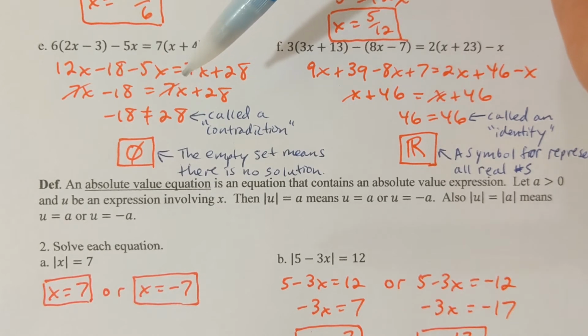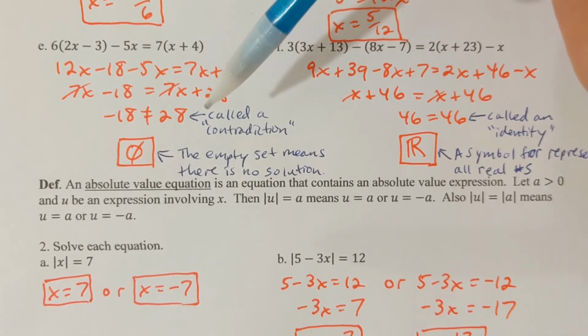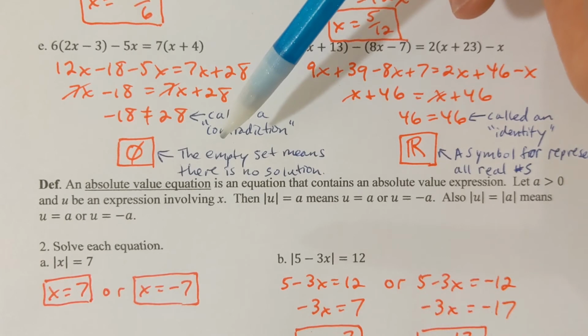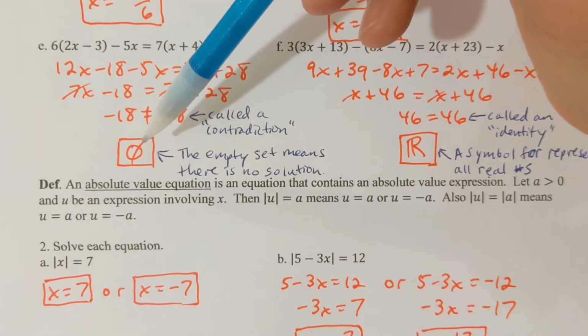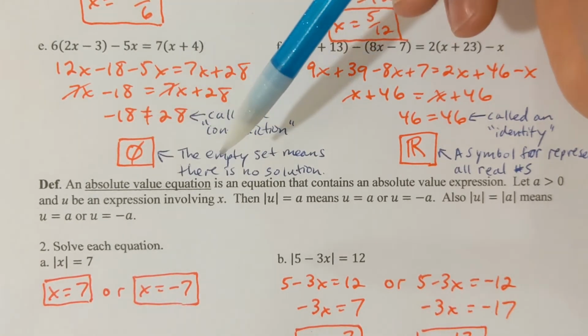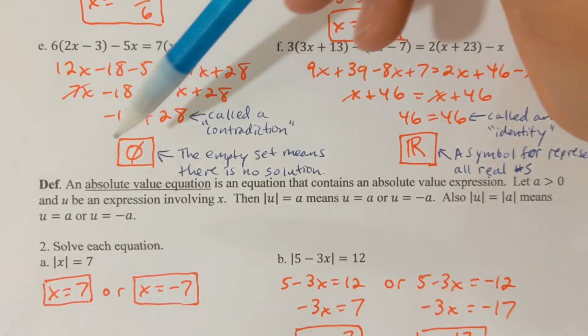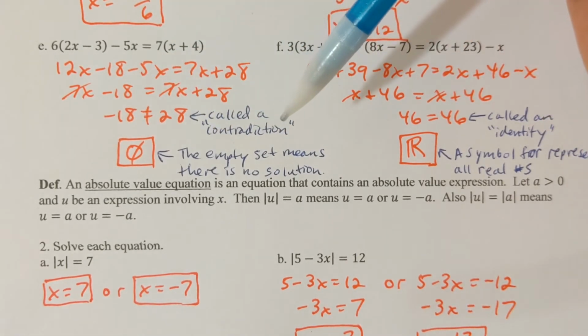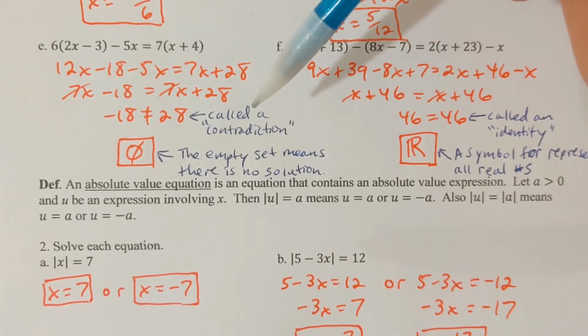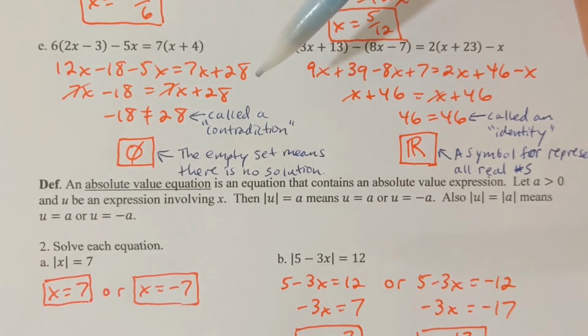What that means here is that this equation has no solutions. The empty set, this symbol here, is a symbolic way to represent no solutions. You could also write no solutions, that's fine. We call this equation a contradiction. That's not really an important term that you have to know going forward. Your book doesn't use it a lot, but it does use that term here in the section. A contradiction is just simply an equation that has no solutions.